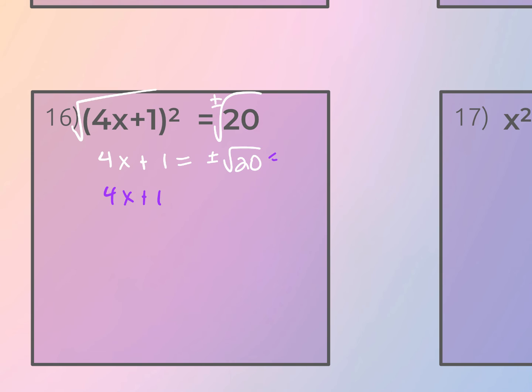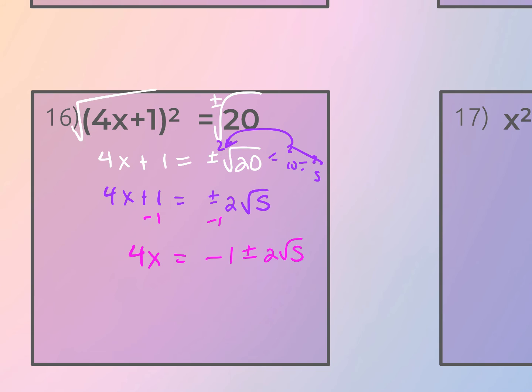Good. It'd be 2 and 10, 2 and 5. 2's come to the outside. And I get plus and minus 2 root 5. Now I still got to work to get the x by itself, so what do I do next? Subtract the 1. Now the easiest way to write this is negative 1 plus and minus 2 root 5. You can also write it as plus and minus 2 root 5 minus 1. That's okay too.